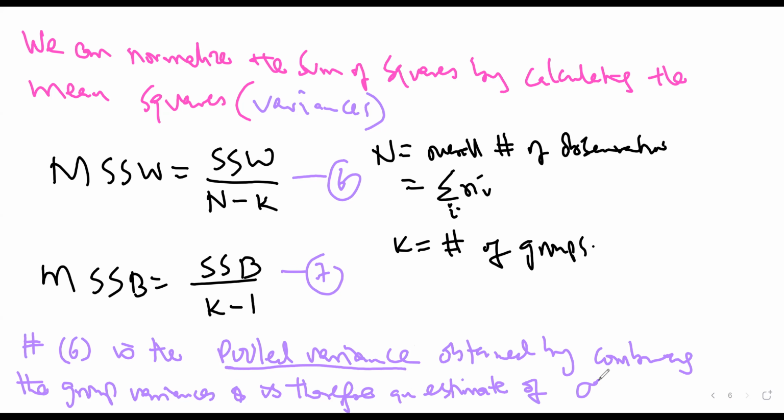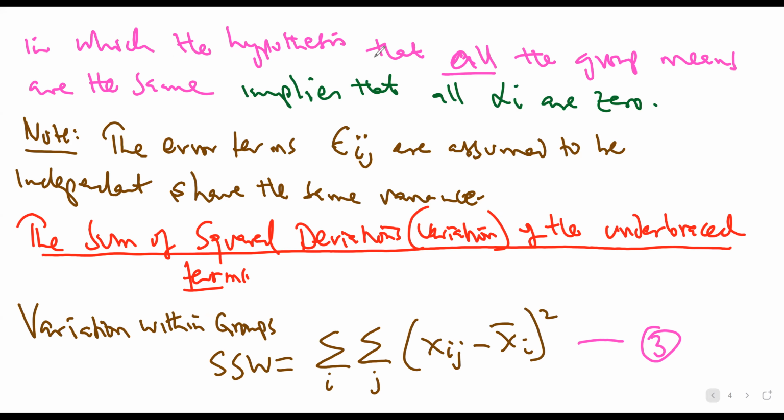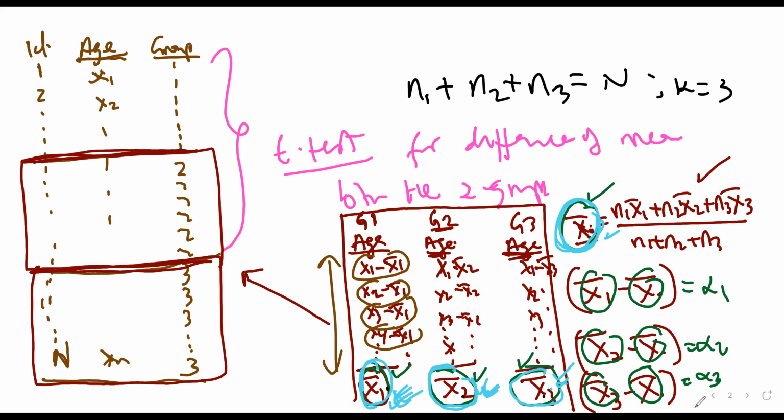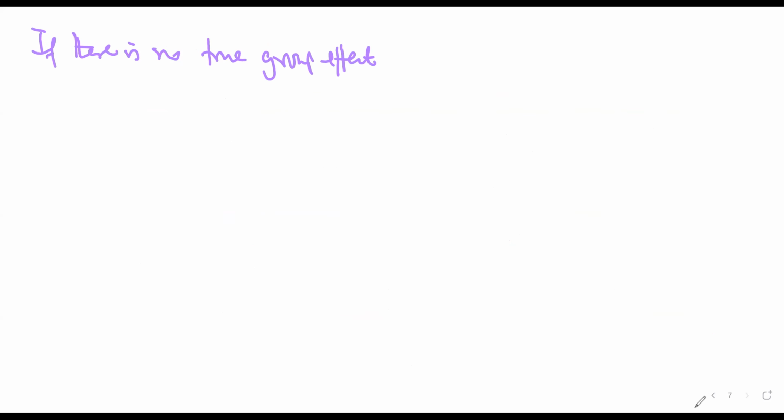Then let's talk about the second expression, equation number 7. We say that if there is no true group effect, in other words, if these mean values x bar 1, x bar 2, x bar 3 are the same, if there's no difference of mean among the groups, then that means that the mean sum of squares between is also an estimate of sigma, just like the first one.